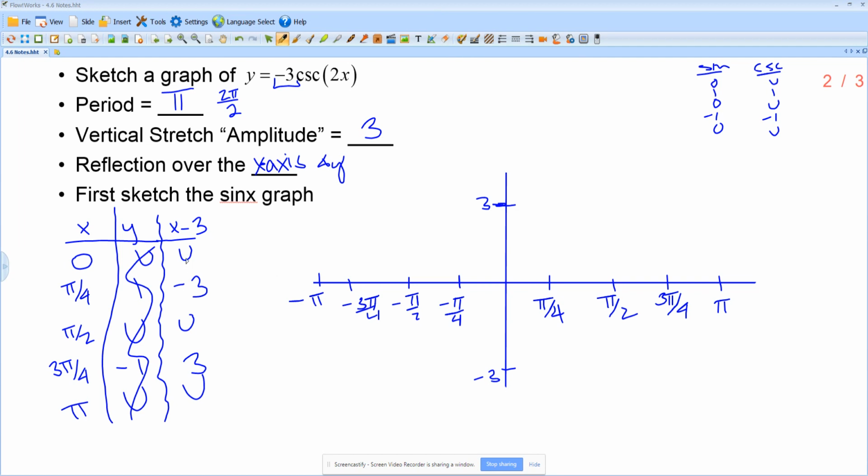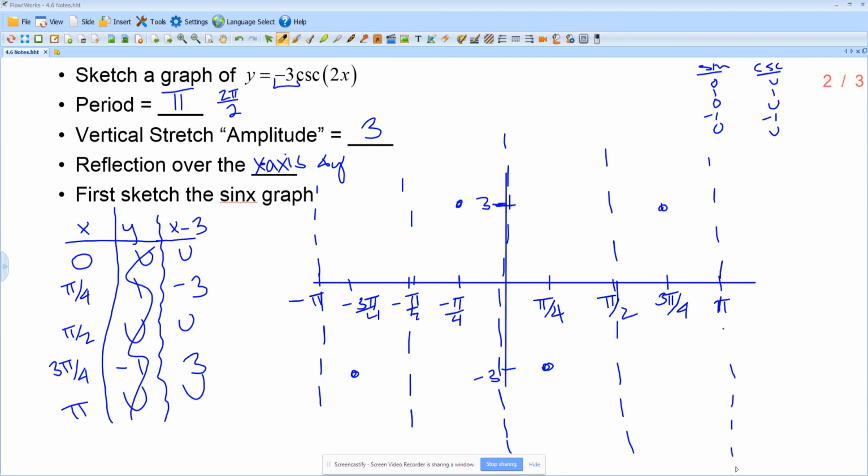Again, starting all the way to the left and all the way at the top, this is undefined, negative 3, undefined, positive 3, undefined, negative 3, undefined, positive 3, undefined. And what you may want to think about, although it's not particularly necessary, is a sine function going in between these. So you have something going like this.